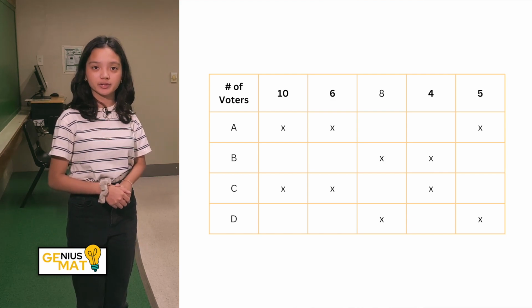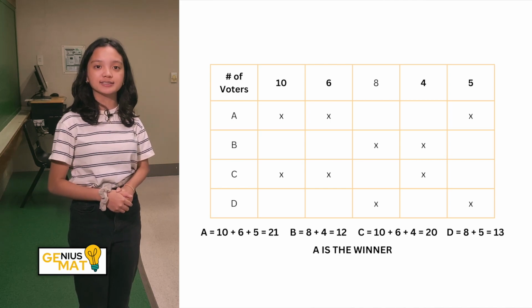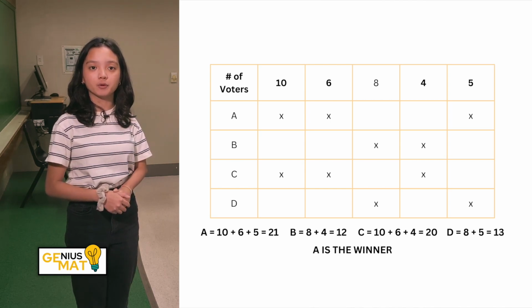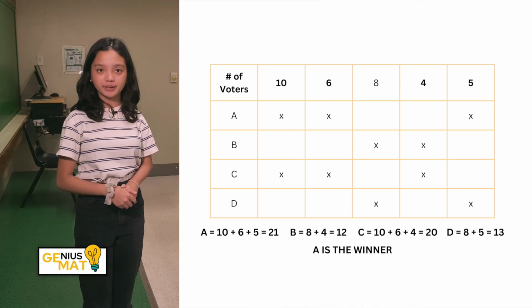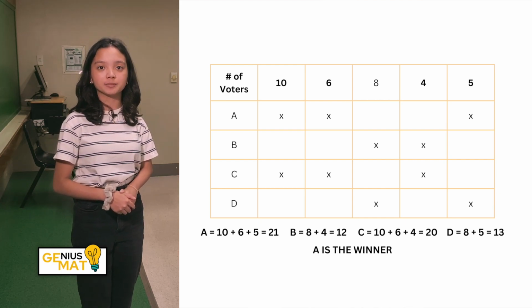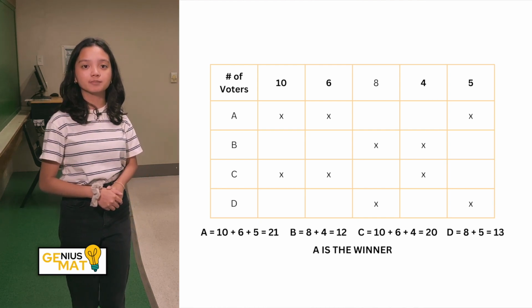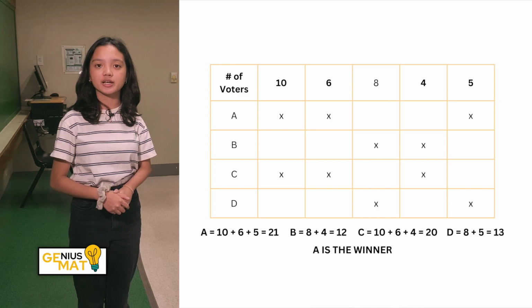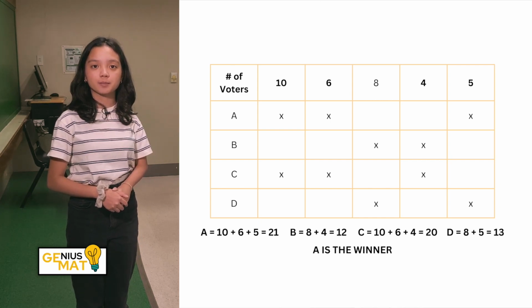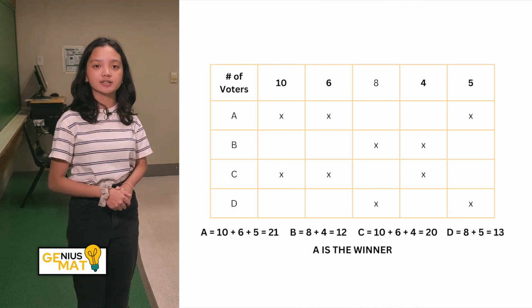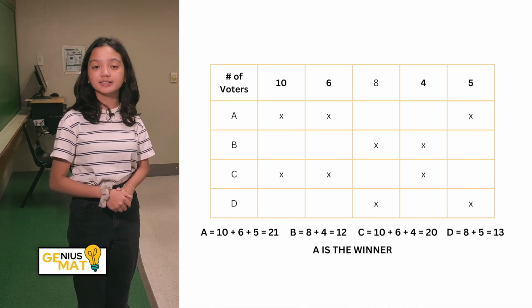So if we start with candidate A, notice how candidate A was approved by 10 plus 6 plus 5 or 21 voters. Candidate B was approved by 8 plus 4 or 12 voters. Candidate C was approved by 10 plus 6 plus 4 or 20 voters. And finally, candidate D was approved by 8 plus 5 or 13 voters. And because candidate A received the most approval, candidate A wins.